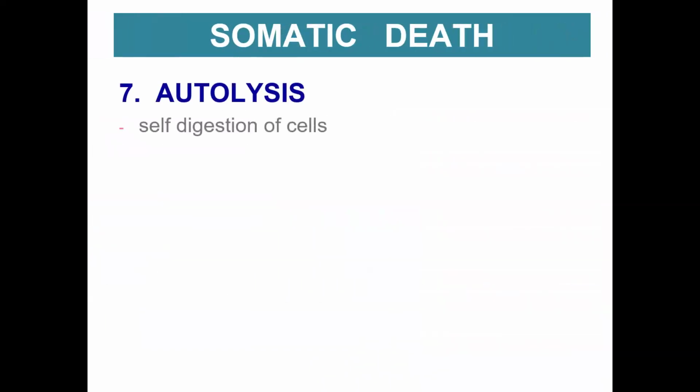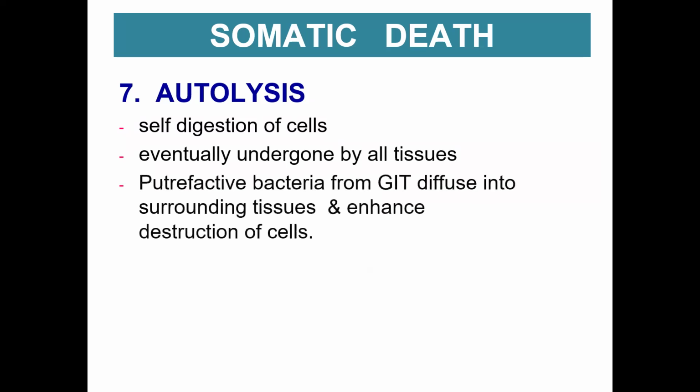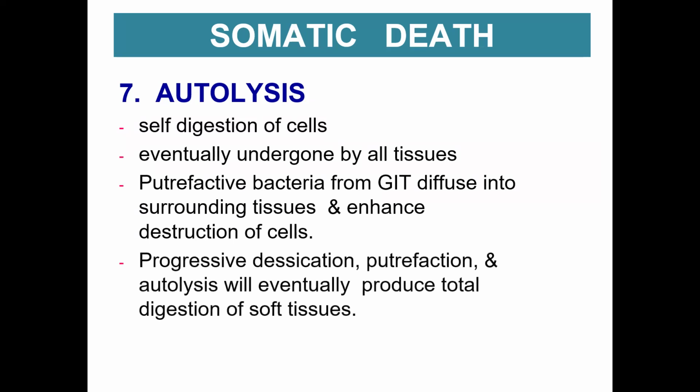Last is autolysis, the self-digestion of cells. Eventually it will occur in all the tissues. Also, putrefactive bacteria from the GIT diffuse into surrounding tissues and enhance destruction of cells. So there is a progressive desiccation, putrefaction, and autolysis that will eventually produce a total digestion of all the soft tissues. Okay?